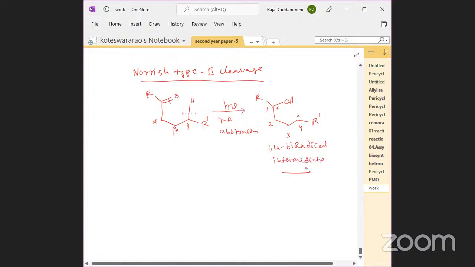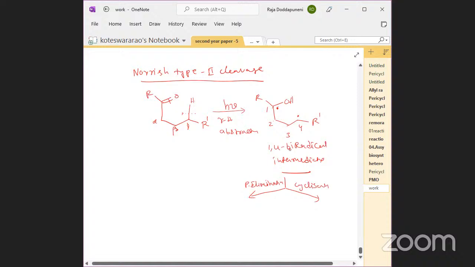Biradical intermediate. This biradical intermediate further chooses two pathways: photo elimination or cyclization.